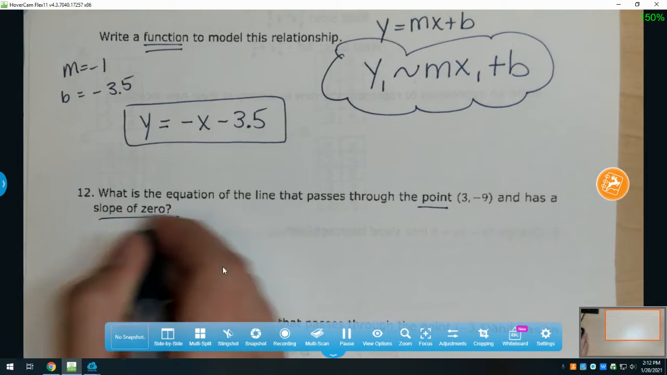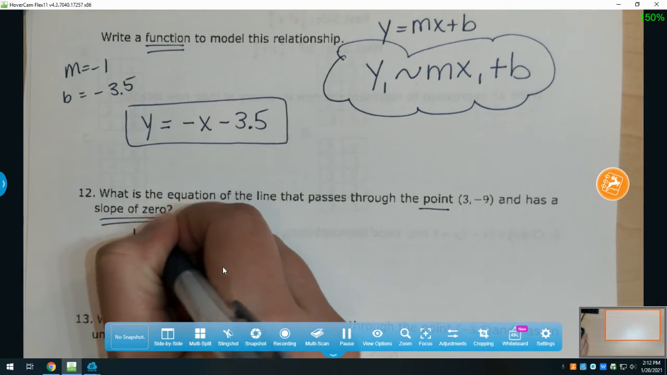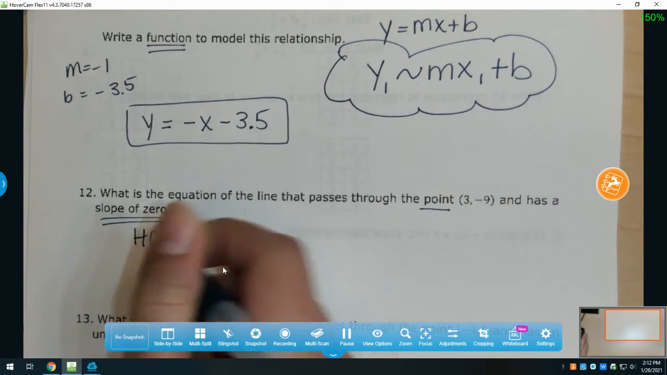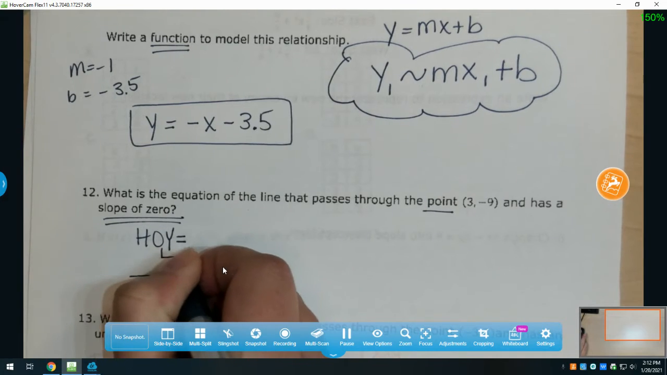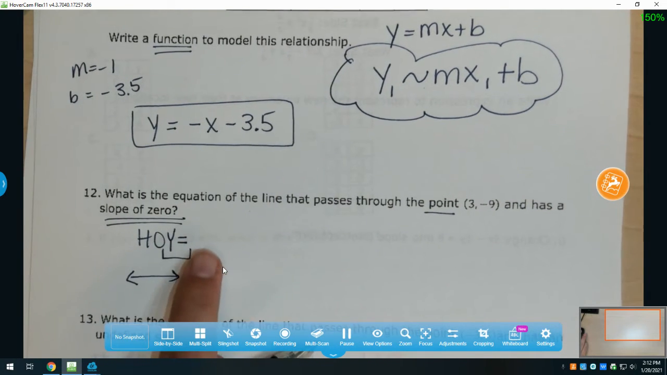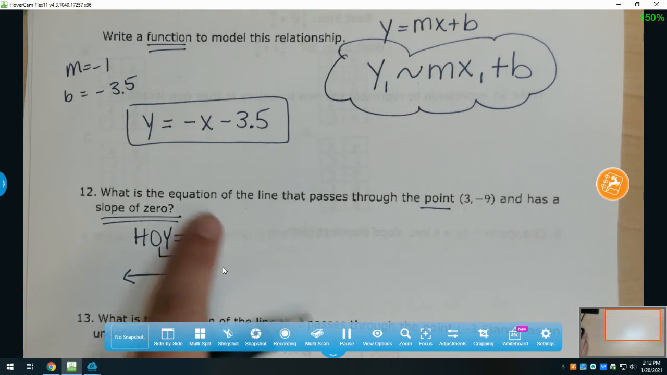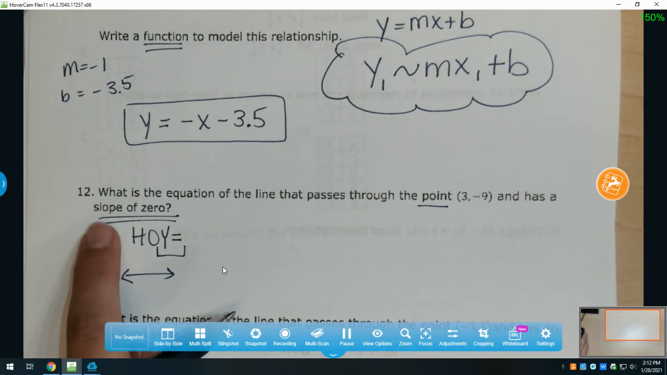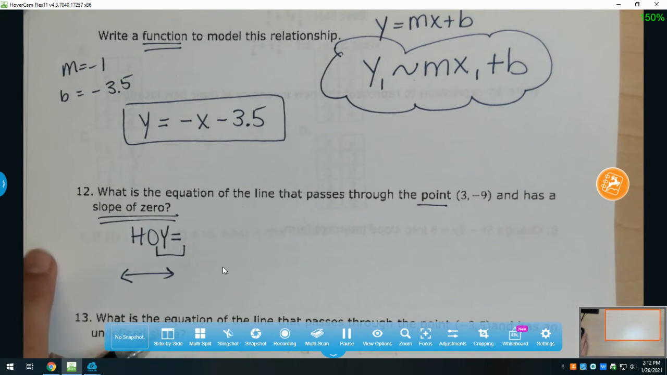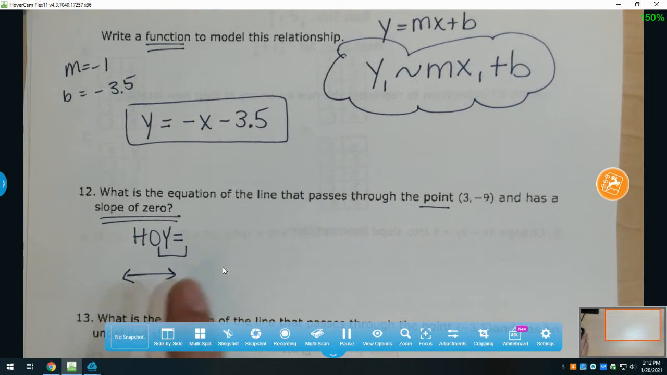What is the equation of the line that passes through the point 3, negative 9 and has a slope of 0? Okay, every time you see 0 or undefined slope, I want you to bust out the HOI and the VUX, right? So 0 slope, that's HOI. Horizontal lines, 0 slope, y equal equations. Don't make it more complicated than it needs to be. See 0 slope, write down HOI, because it has to be a horizontal line.